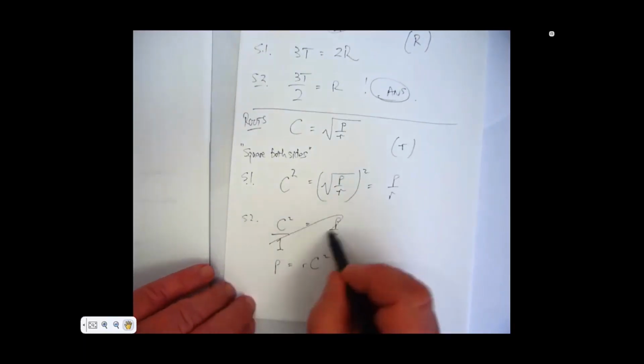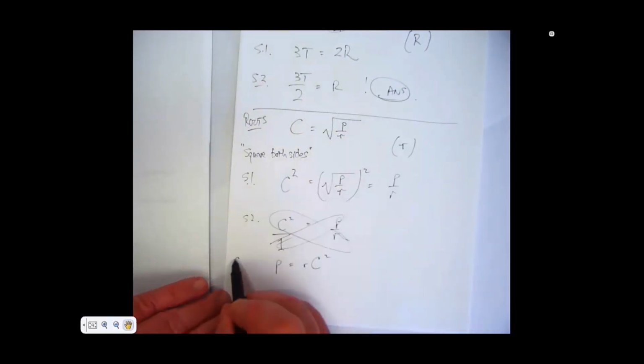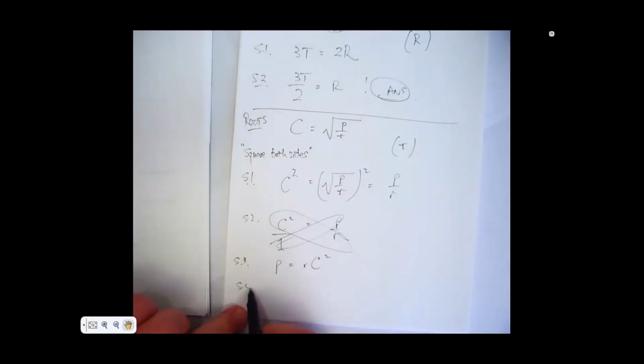Okay, this is my cross multiplication rule to give me step 3, and finally step 4, I want r, which is going to be p over c squared, which is your answer. Okay, change side, change sign, as we did before.